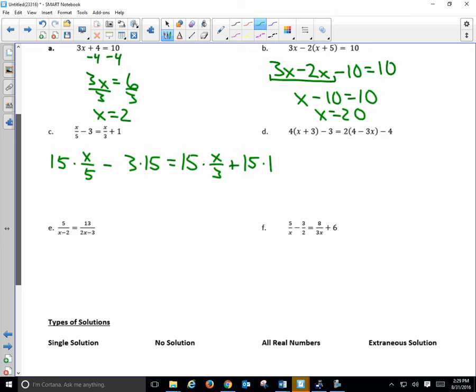Every term up here, I wrote multiplied by 15. Now, you don't have to write this out every time. But what is 15 divided by 5? Times x. 3 times 15. 15 divided by 3. 5 times x. 15 times 1. See how I got rid of all my fractions? They're gone. You don't like that. Want to see it again?